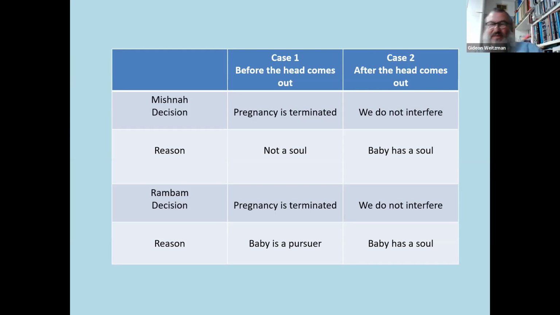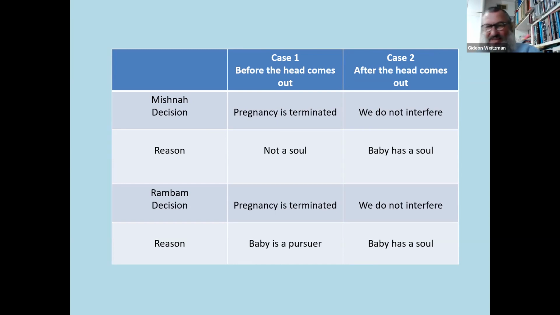There's a contradiction. It's not only that, because the baby continues to be a rodef. If the baby is endangering the mother's life in case A, in case B it's exactly the same. Why? Because the mother has as much chance of dying after the baby's out as before the baby's out. And therefore, to say he stopped being a rodef is crazy. It's illogical. And therefore, the Rambam shoots himself in the foot.